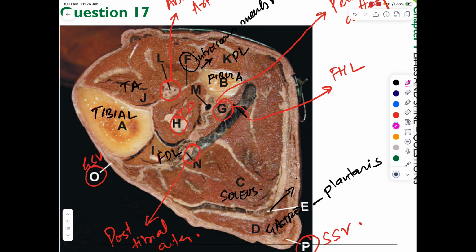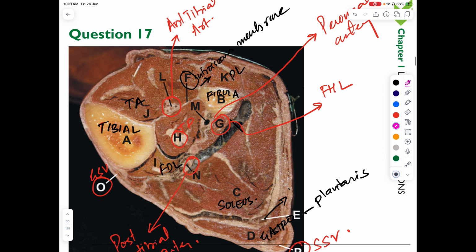So this is another slide. You can see the tibia and fibula. This is on the right side, because this is the lateral part and this is the medial part. On the medial side of the tibial shin there is the great saphenous vein. This is the superficial compartment, and this one is the deep compartment.